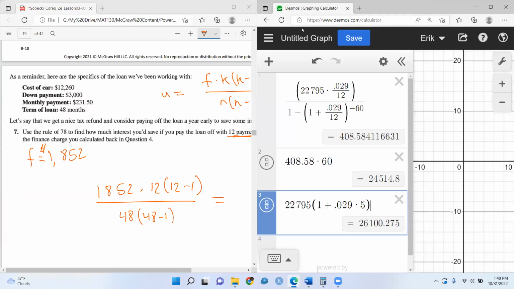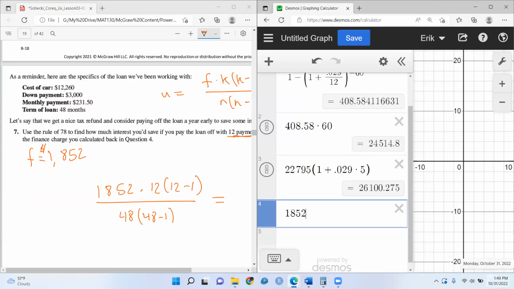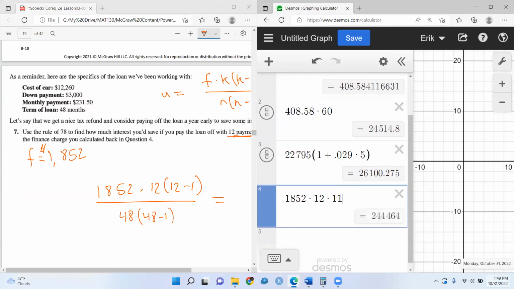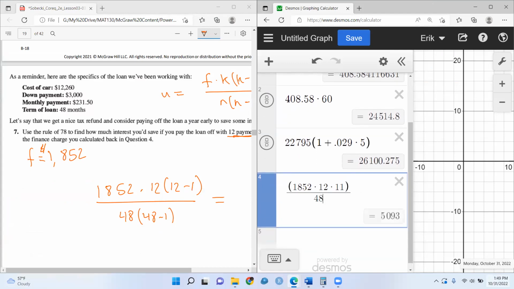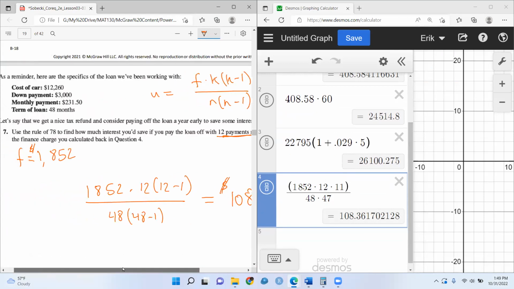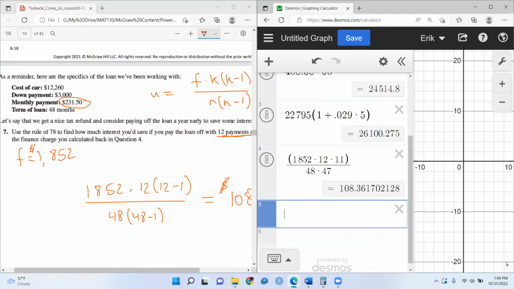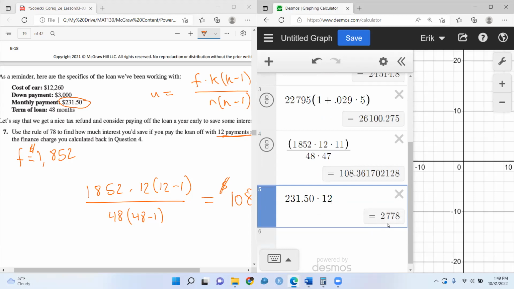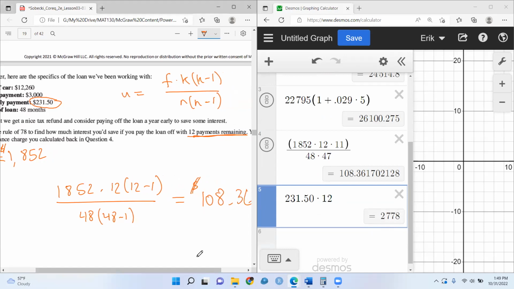We're going to go here and do 1852 times 12 times 11. You all okay with that? Divided by 48 times 47. Wow. We get that we save $108.36 if we pay this loan off 12 months early. Now, here's the thing to think about. The monthly payment was $231.50, right? So in the month where there's only 12 payments left, we have to cough up $2,778 in order to save $108.36.